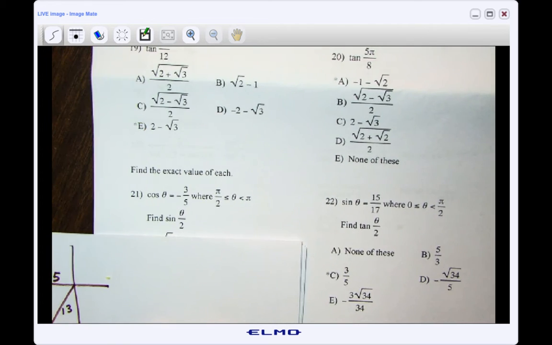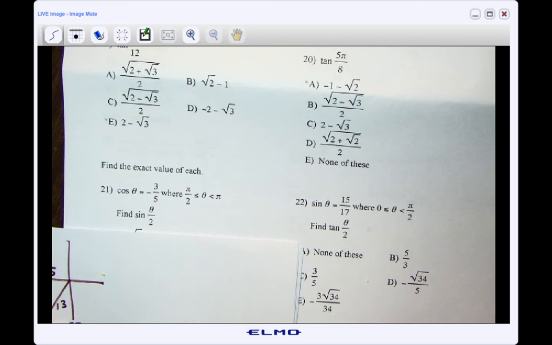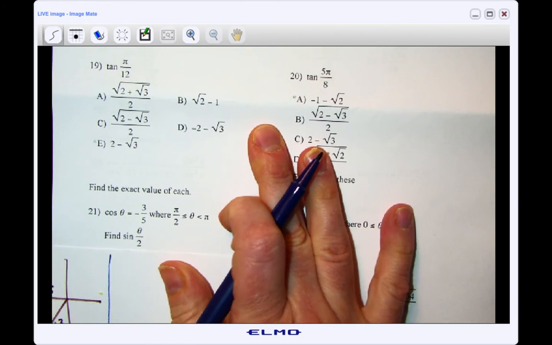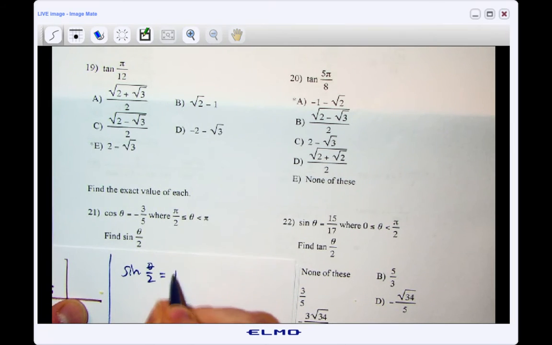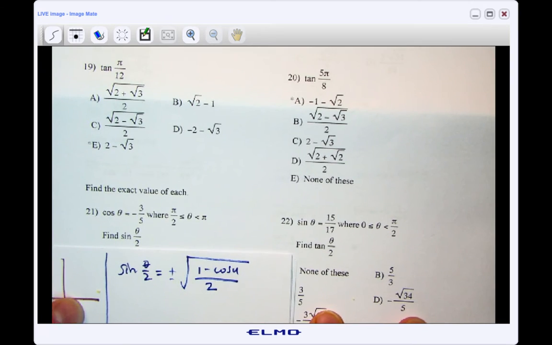So let's take a look at this first one. We're looking for sine theta over 2. So we know that sine of theta over 2 is simply plus or minus the square root of 1 minus cosine theta over 2. And you saw where we got these formulas from in the last video, right? So we did those in the other video.